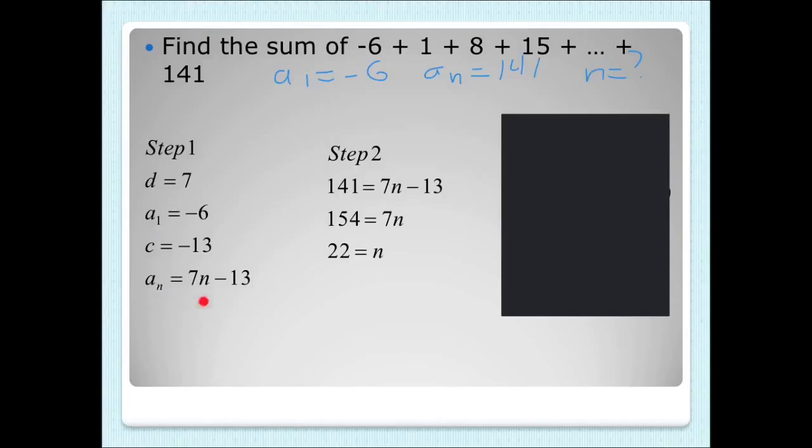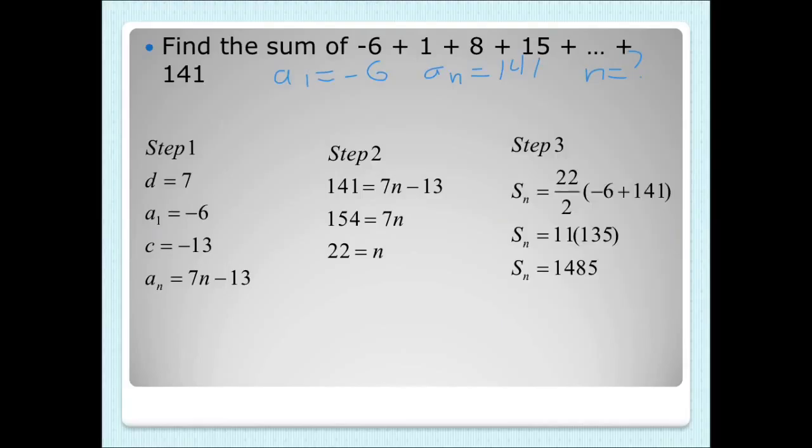Now that we have found our formula and used it to find the missing information, we now can go into our sum formula to find the sum of the sequence. So we would plug in 22 for n, negative 6 for a1, and 141 for a sub n, and simplify to get that the sum of this sequence is 1485.